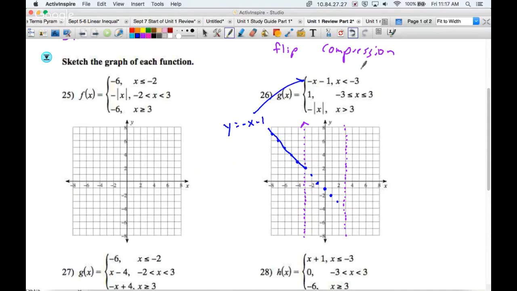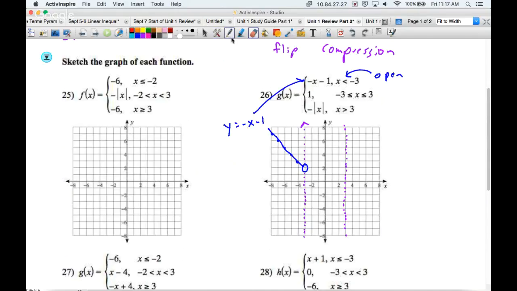Now I got to decide on an endpoint. Its inequality doesn't have the or equal to, so it's going to be an open circle right there. Erase these points here. That just helps me to get that first piece. All right, on to the next piece.